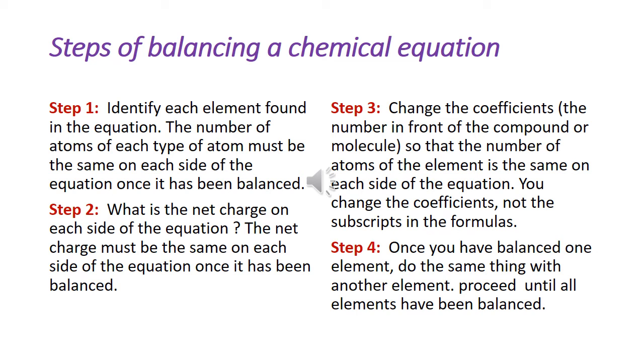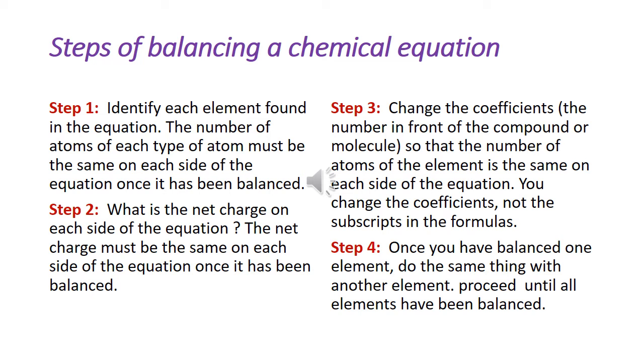Next is step number 3. If it is not balanced, change the coefficients. Coefficient means the number in front of the compound or molecule, so that the number of atoms of the elements is the same on each side of the equation. And please, you change only the coefficients, not the subscript of the formulas. Subscript means those are written after the symbol.